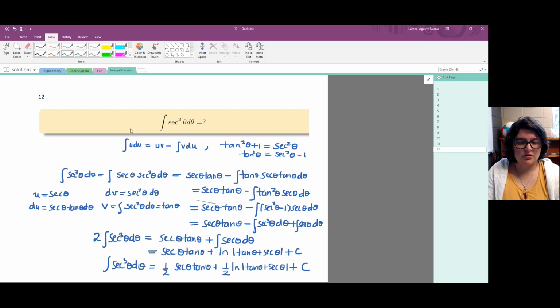Okay, so we have used integration by parts and trigonometry to find this integral. Sometimes we have to do that in order to find integrals of trigonometric functions.